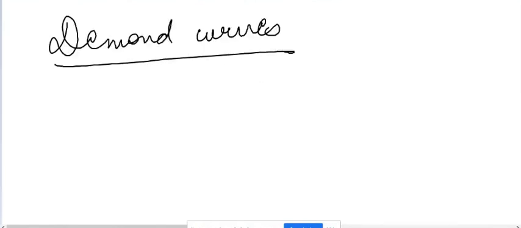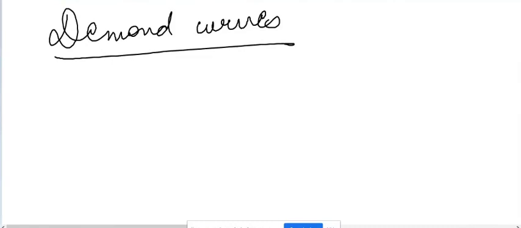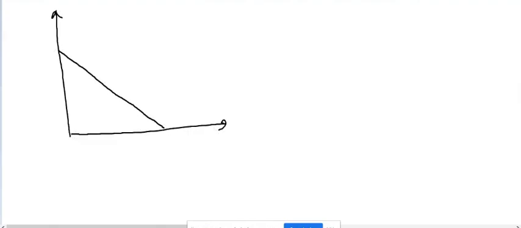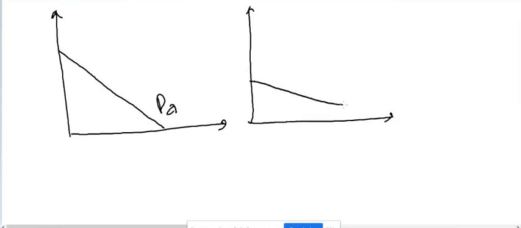Remember when we used to draw the usual demand curves, how would we draw those? Supposedly, there are two individuals, A and B, and we want to understand the market demand. We had the demand curve of individual A like this, suppose, for good X, and this is the demand curve, suppose, of individual B. Let's say it's a little flatter in nature.